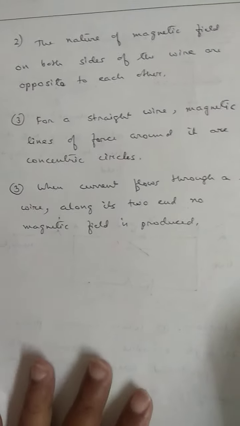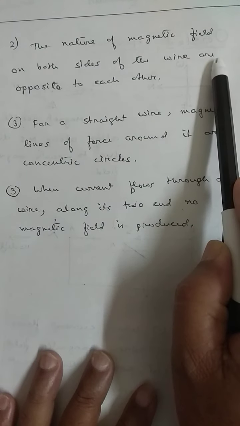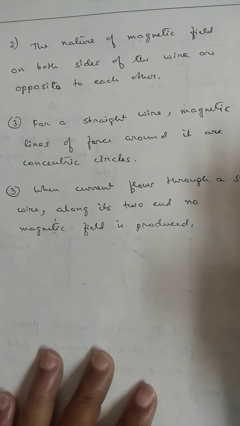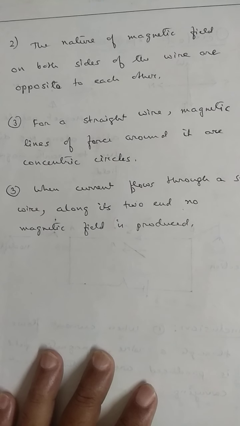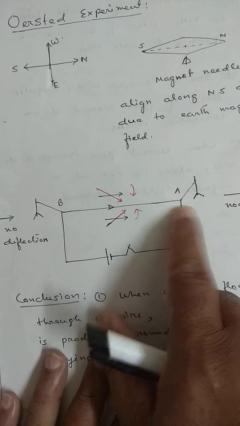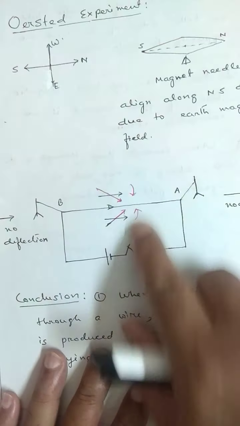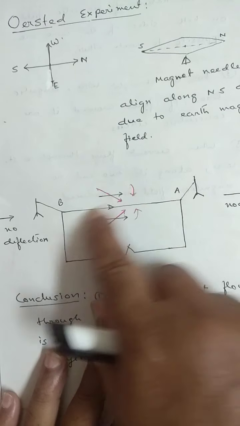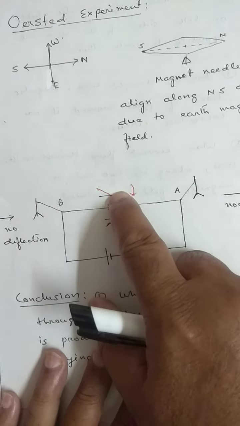Is it okay? Number 2, the nature of magnetic field on both sides of the current carrying wire are opposite to each other. Why are they opposite to each other? Because here the needle gets deflected in opposite directions. When current flows from B to A, the needle placed below the wire has its north pole deflected towards the west, and the needle placed above the wire has its north pole deflected towards the east.